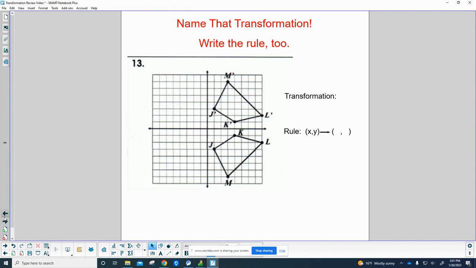13, what is this transformation? Well, what's happening is we've got a reflection over the x-axis. When you go across the x-axis, the shape is reflecting up or downward, meaning that the y value is changing. So x stays the same, y becomes its opposite.